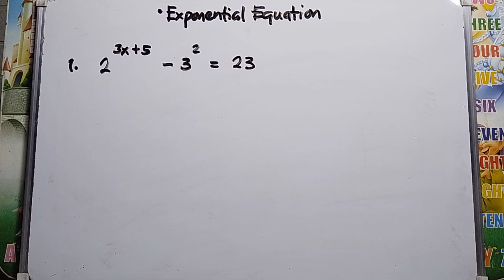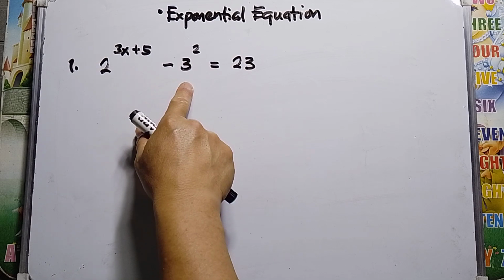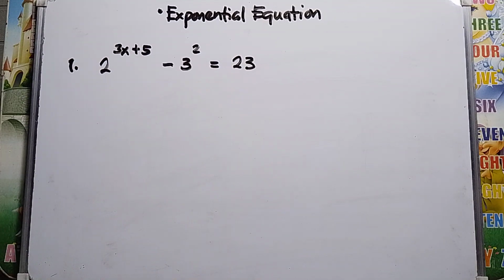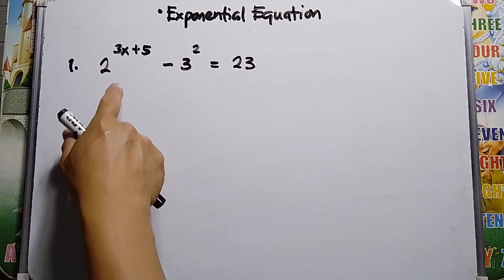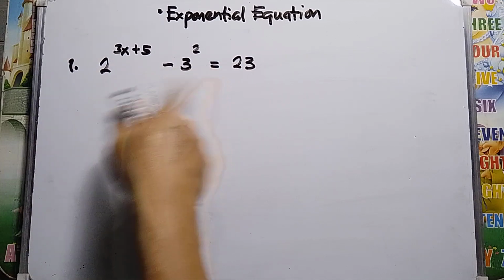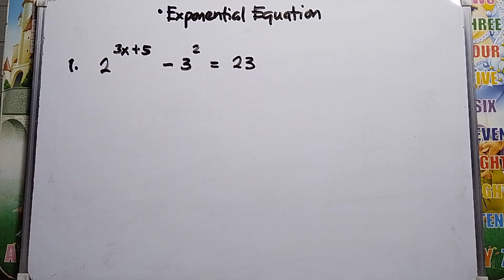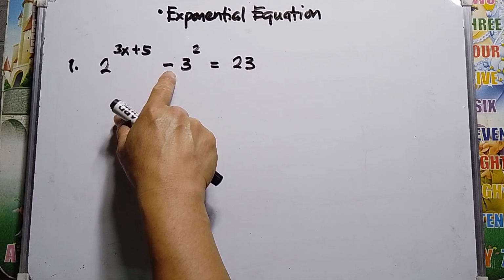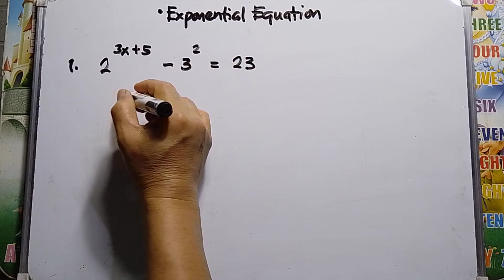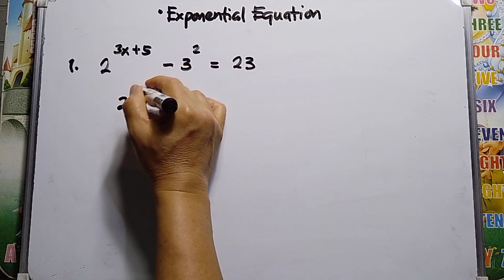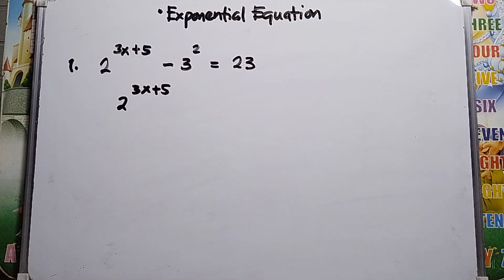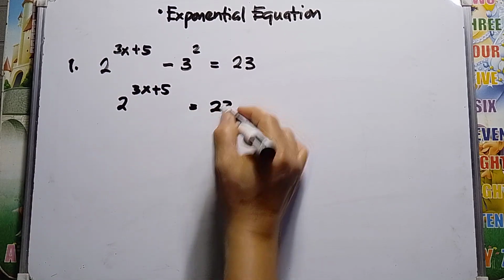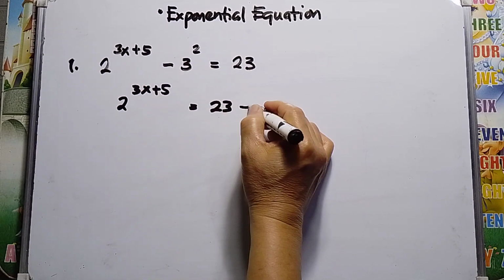So I have here 2 raised to the power of 3x plus 5 minus 3 raised to the power of 2 is equal to 23. Take note, 23 is a prime number. So when we look at this exponential, it could not be expressed as one equation. But I need to transpose this one to the right. So this will be 2 raised to the 3x plus 5 is equal to 23. This will change to positive.